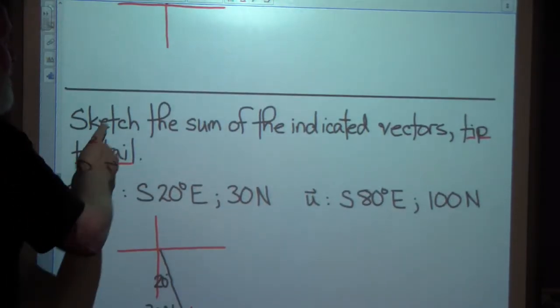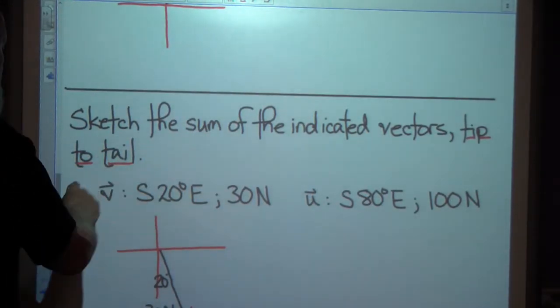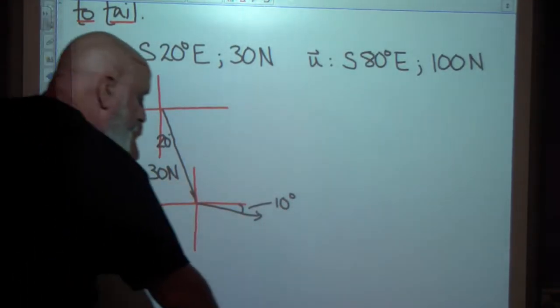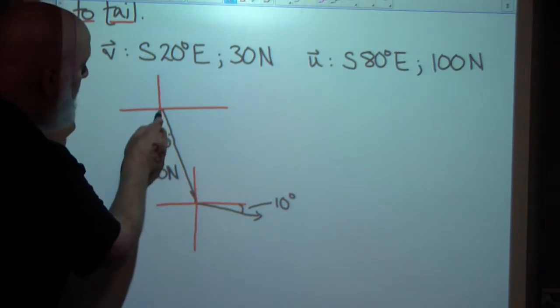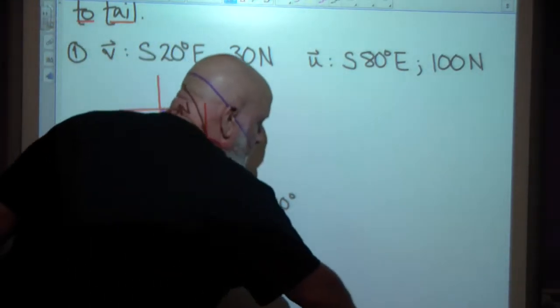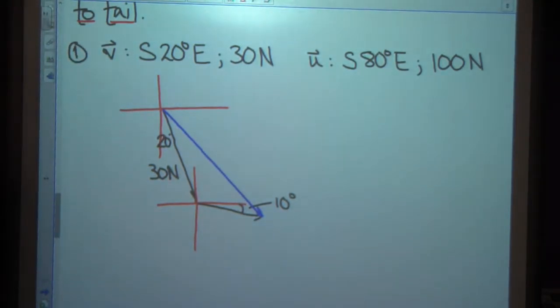And does it say find the result? Nope, we just sketch the sum. I'll go ahead and find the result anyway. I'll make it blue. From here to here would be the resultant of those two vectors. Okay? Let's see if we got another one to do.